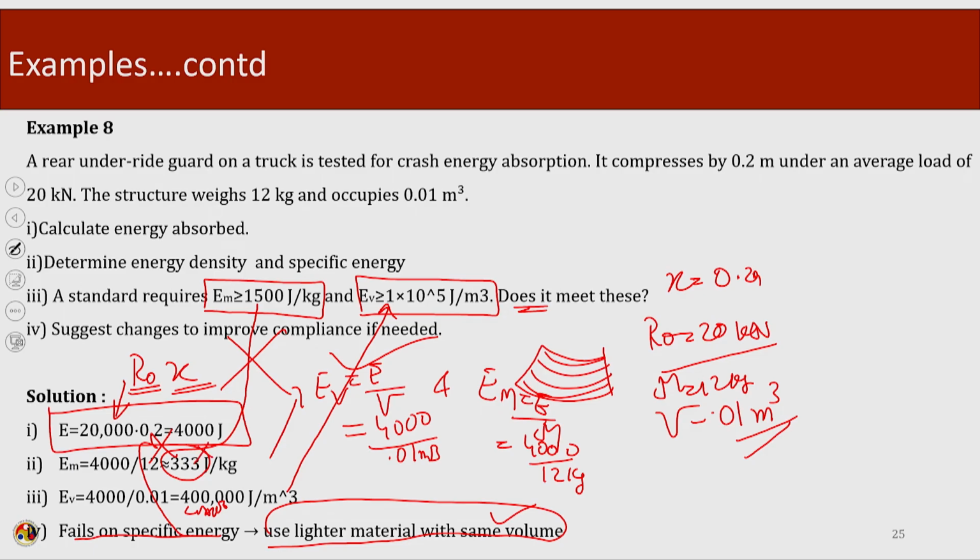If we use a material with the same volume but with lower mass, meaning a material having less density, then this criteria might be met. So, suggest changes to improve compliance if needed. The suggestion is to use a lighter material, a material having less density.